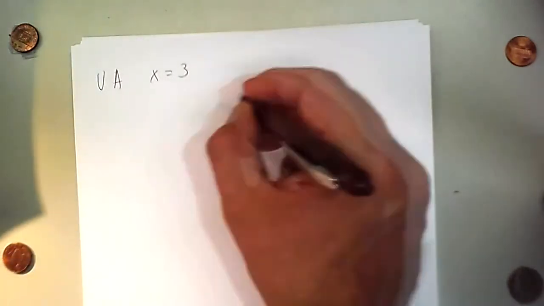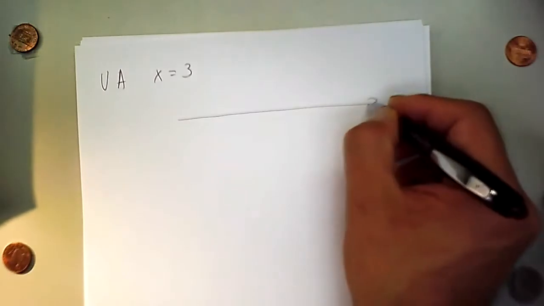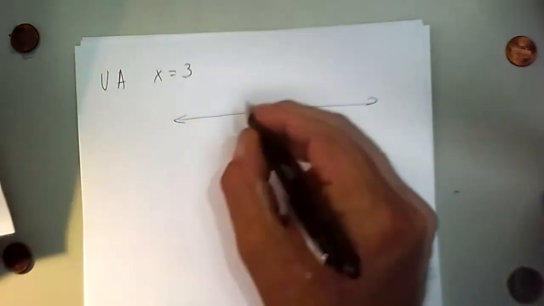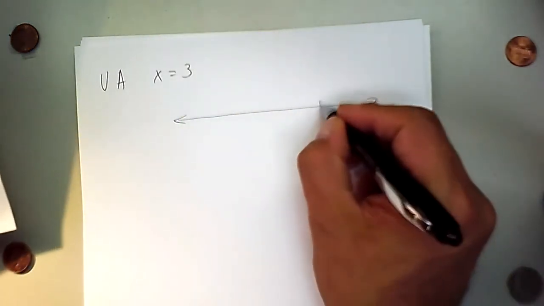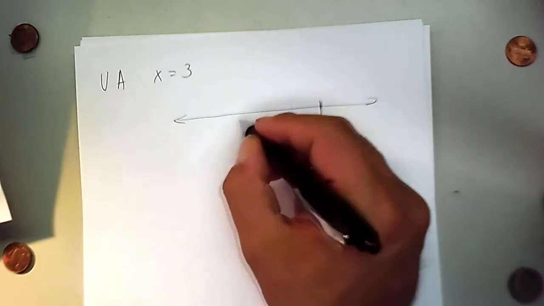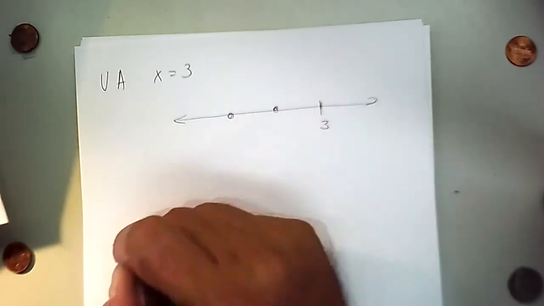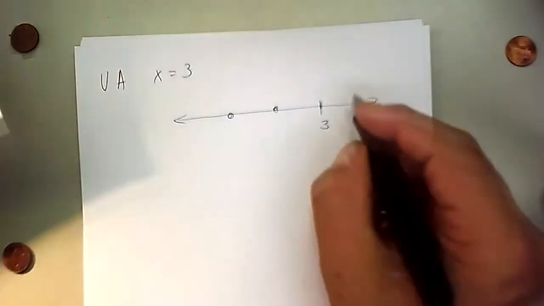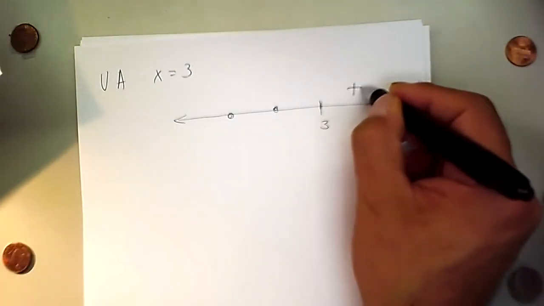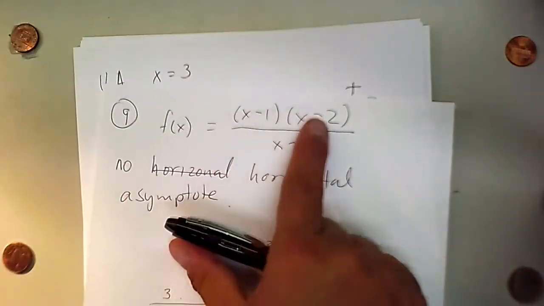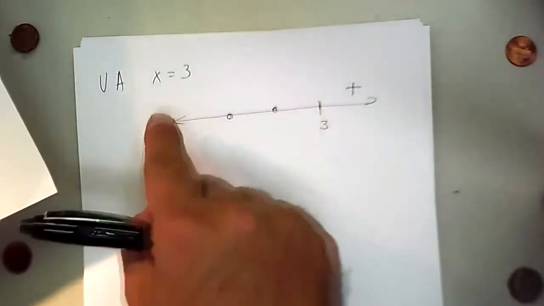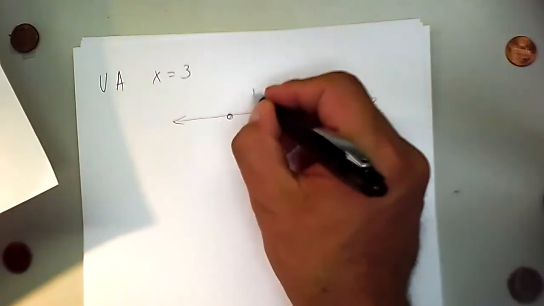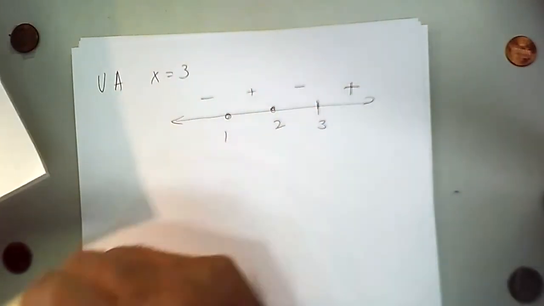Okay, so let's do a chart of signs. Let's draw a chart of signs. Okay, so 3, we have a vertical asymptote. We got 1 and 2 as x-intercepts. We start with positive. If we have single factors, 1, 2, 3 single factors, we simply alternate from positive to negative to positive to negative. That's 2, that's 1.